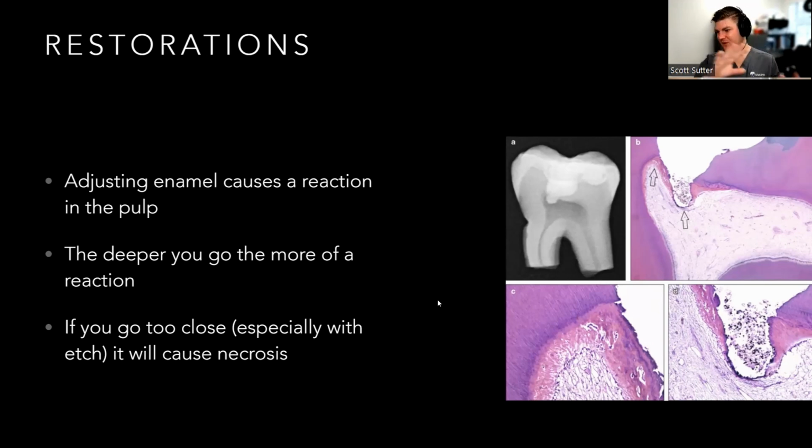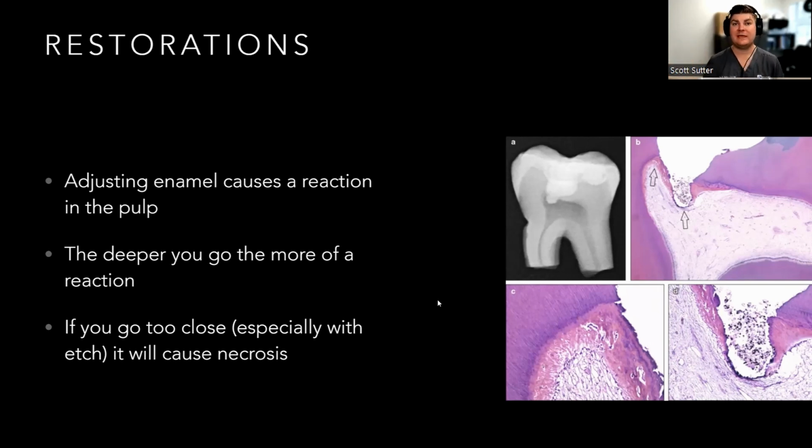Anyway, with etch, the one thing I did take away from pulp bio is if you etch, and it doesn't matter if it's a total etch system, so phosphoric acid, or a self etch, whatever it may be, if there's less than 1 millimeter of dentin between the pulp tissue and where your etch is, you're going to have a really bad response from the pulp tissue. And so the way that I judge that is, can you see pink through it? If you can see pink showing through there, you do not want to touch it with any form of etch.